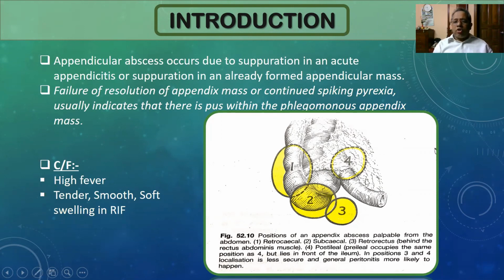But in case of pelvic appendicitis, it is usually not practiced transperitoneally. We can drain it through a natural route, that means either through the rectum or the vagina, transrectal or transvaginal drainage. So the pus is expelled out through the natural orifices.